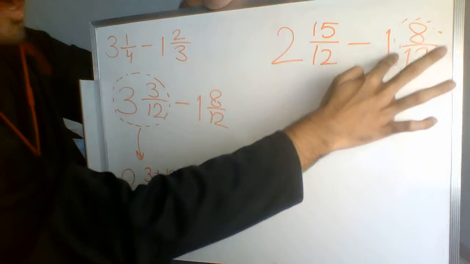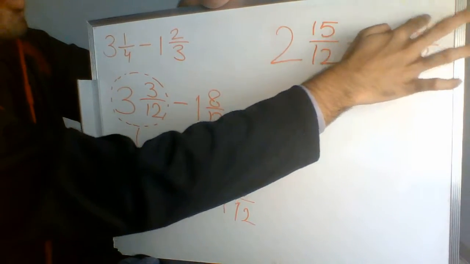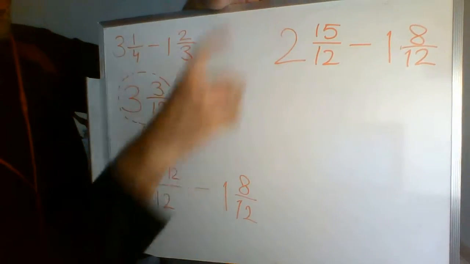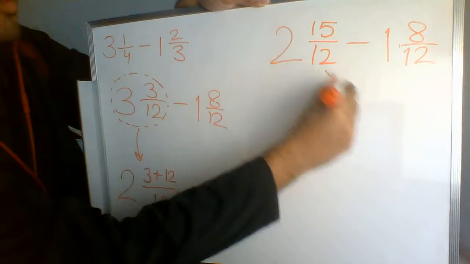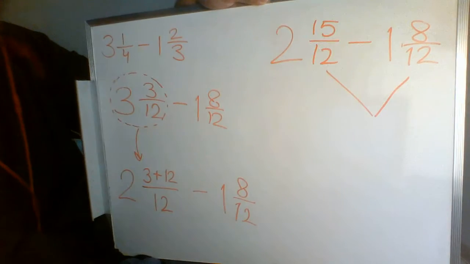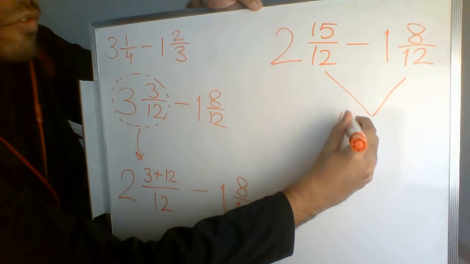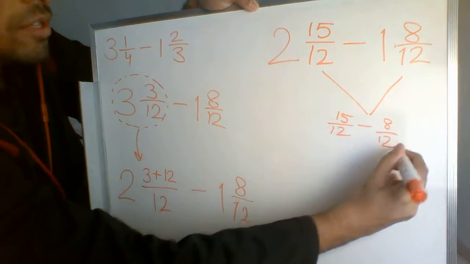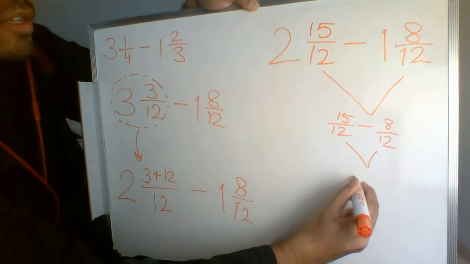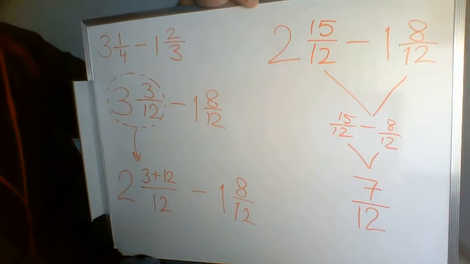And just to make absolutely sure that we don't need to change anything else with our whole numbers, let's subtract the fractions first. So now we've got to deal with this 15/12 and 8/12. If we do that subtraction, we're going to end up with 15 twelfths minus 8 twelfths, which is going to equal 7 twelfths. Right?